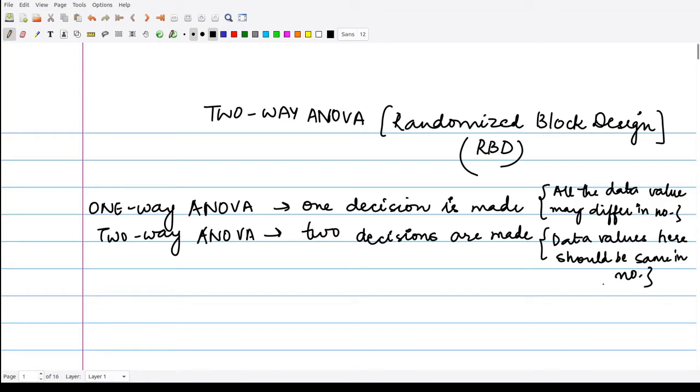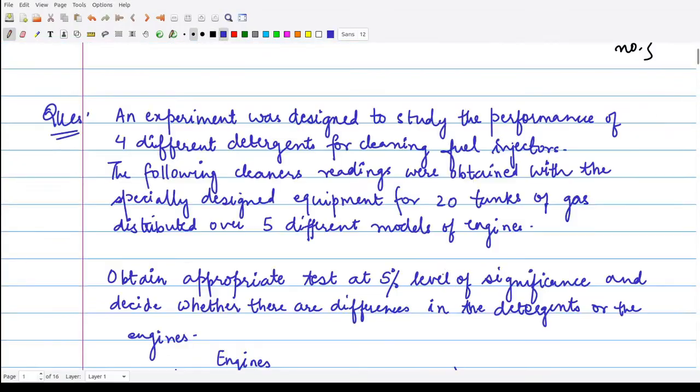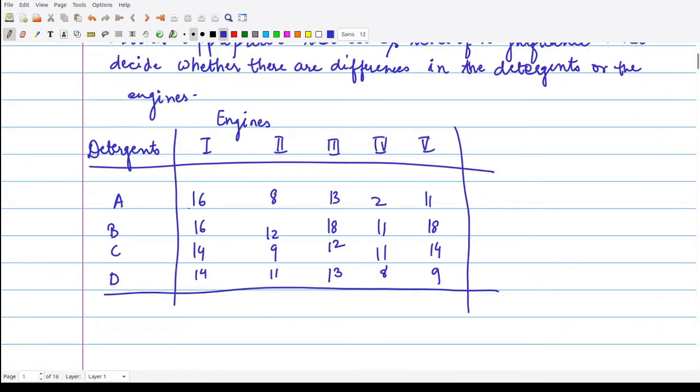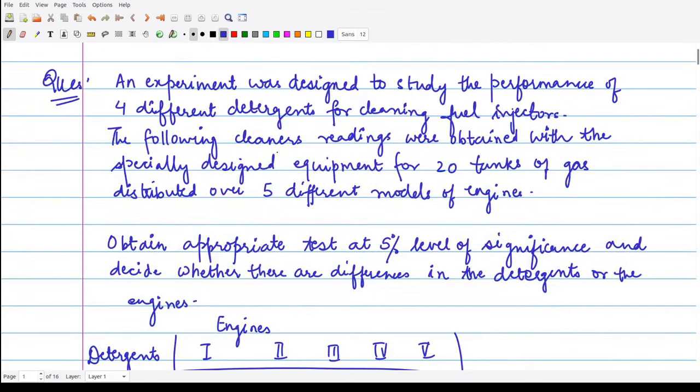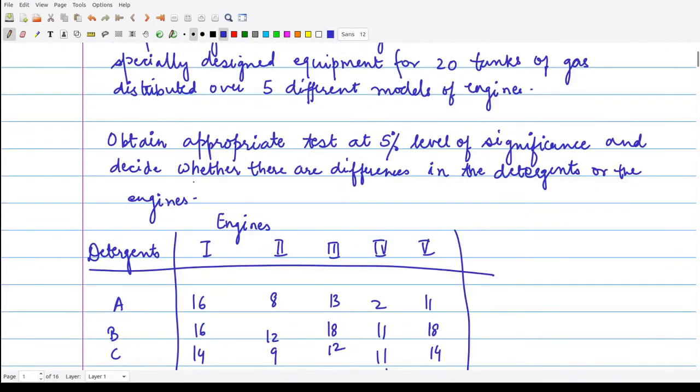So let me tell you how to solve this two-way ANOVA through a question. An experiment was designed to study the performance of 4 different detergents. So we have 4 detergents A, B, C and D, and moreover we are to study engines. So we have 5 engines here. The experiment studies the performance of 4 different detergents for cleaning fuel injectors. The following cleaner readings were obtained with the specially designed equipment for 20 tanks of gas distributed over 5 different models of engine. So we have 5 different engines.